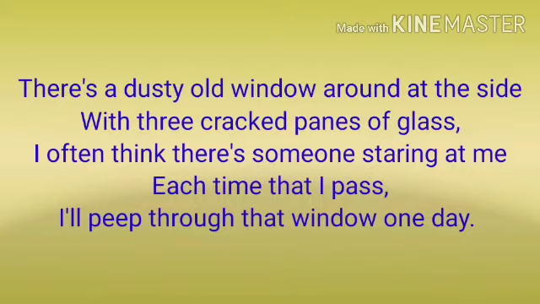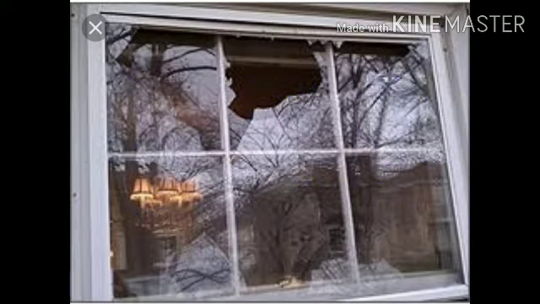So there is an old window, and it is full of dust, with three cracked panes of glass. So that is what the three cracked panes of glass means. There are parts of glass in the window, okay. The first part of the window with the glass is there, the second part of the window is broken, and the third part of the window is there. So okay, children, I hope you understood.